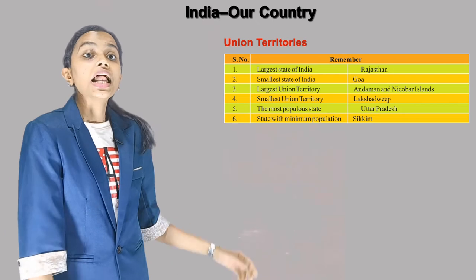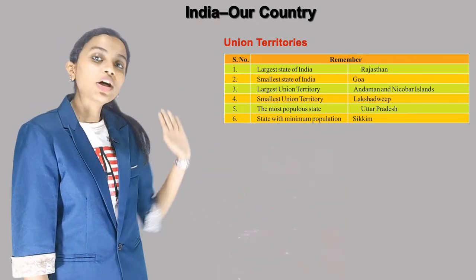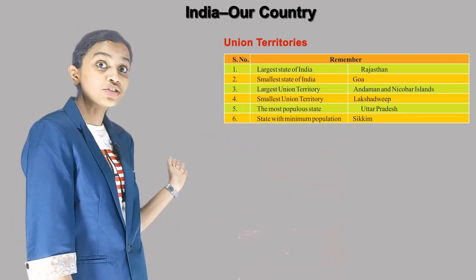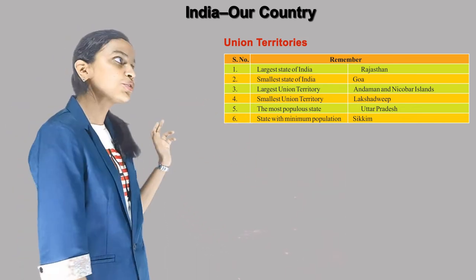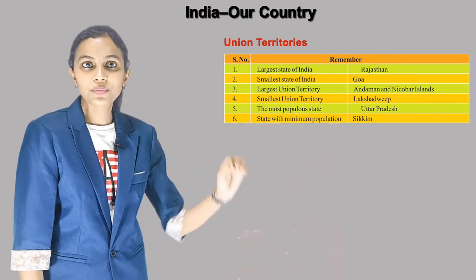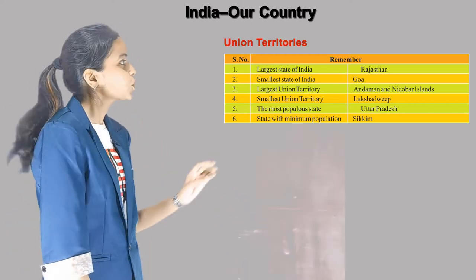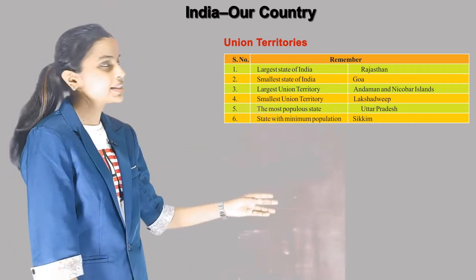Remember, largest state of India, Rajasthan. Smallest state of India, Goa. Largest union territory, Andaman and Nicobar Islands. Smallest union territory, Lakshadweep. The most populous state, that is Uttar Pradesh. State with minimum population, Sikkim.